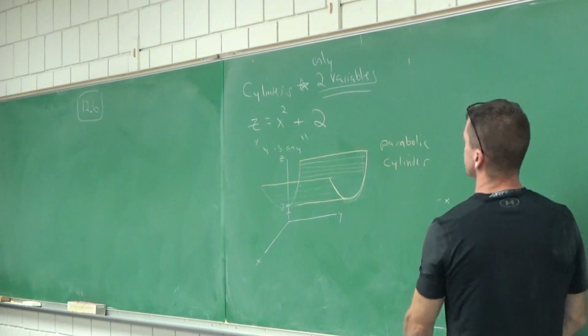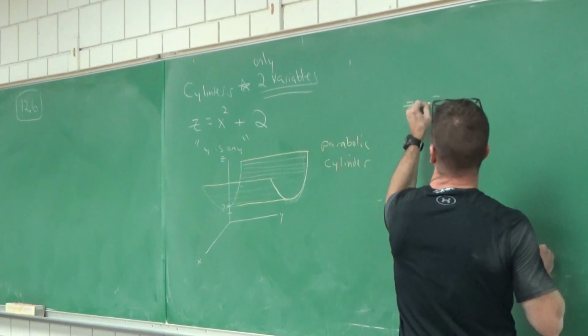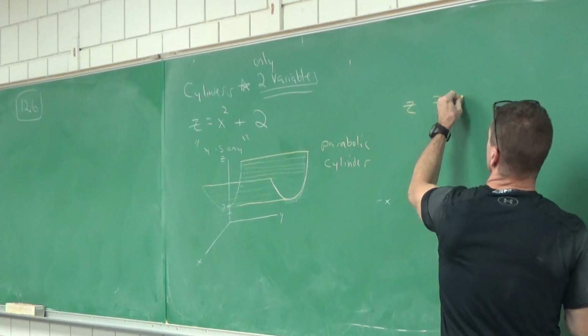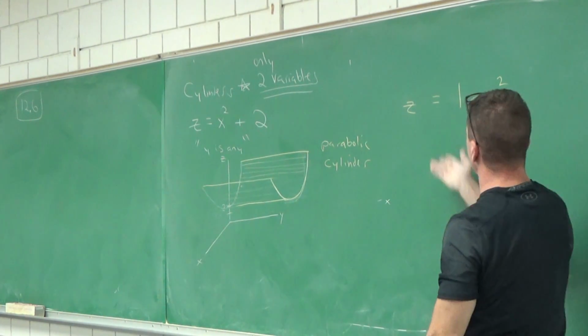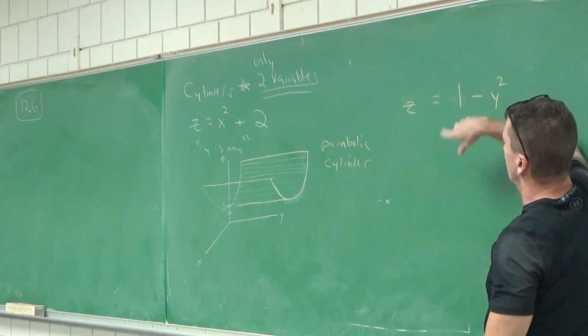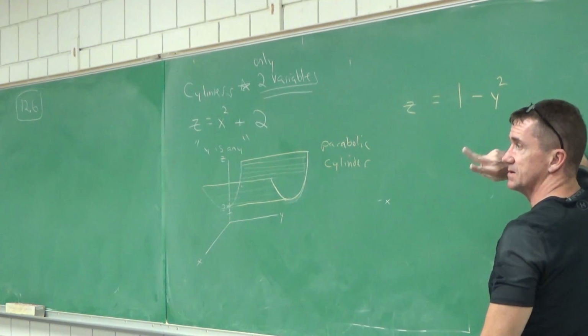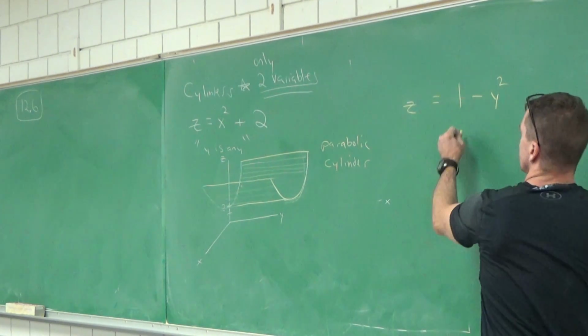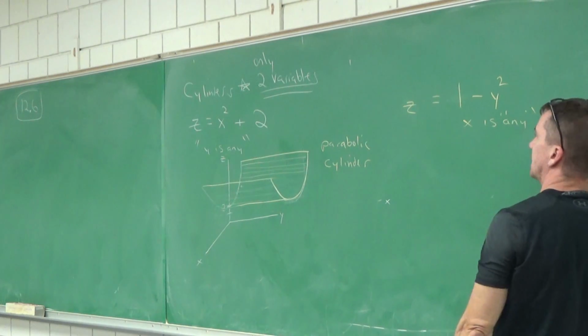Can you try one more of these? How about z equals 1 minus y squared? You'll get stuff like that in our course. First of all, how do I know that's a cylinder? 2 variables. Who's missing? X. X is missing. X can be anything. X can take on anything.